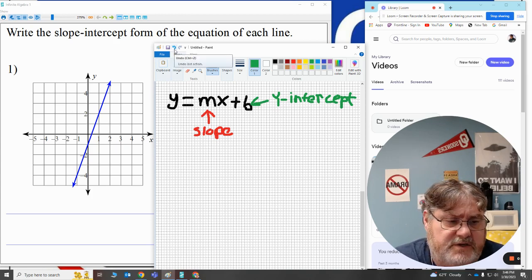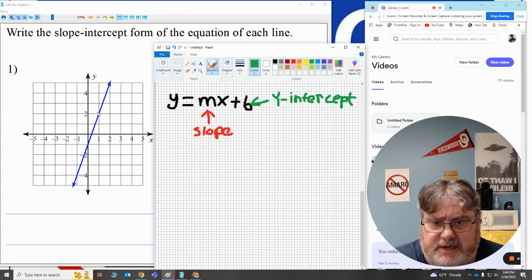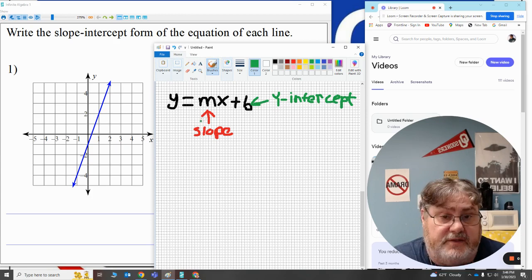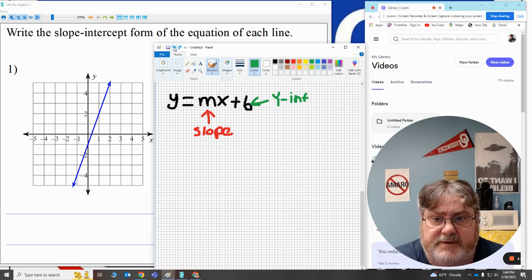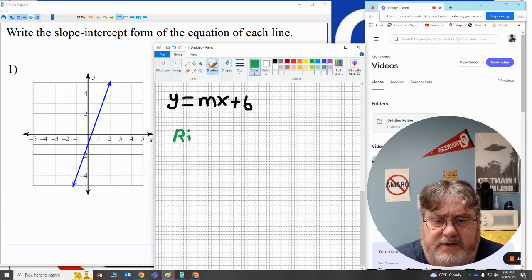The only thing we're concerned with right now is the slope, the steepness of the line, and the y-intercept. I'm going to use m for slope and b for y-intercept. So first, let's look for the slope itself. The slope is the rise. We're going to find a point on the line and see how far it rises over the run, and we'll make that m in our equation. So the rise over run.